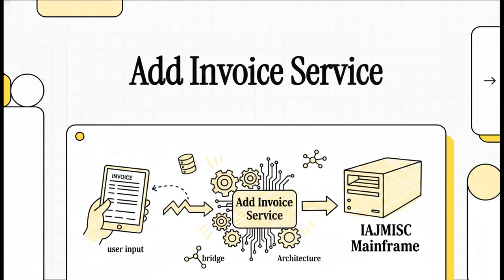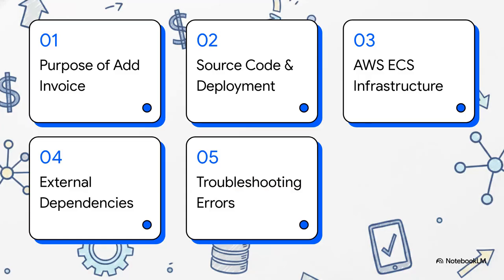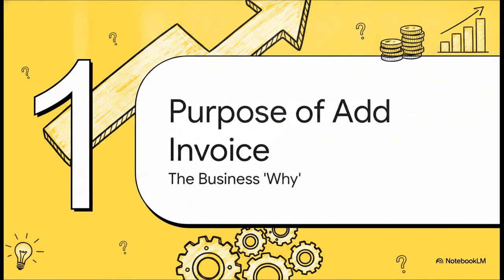We're going to break down exactly how this portal functions, what it depends on behind the scenes, and how to keep it running smoothly. Here's our roadmap for today. 1. Purpose of Add Invoice. 2. Source code and deployment. 3. AWS ECS infrastructure. 4. Key external service dependencies. And 5. Troubleshooting common system errors. All right, let's jump into Section 1, Purpose of Add Invoice, the business why.